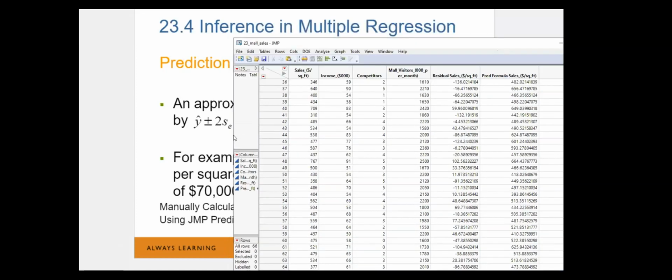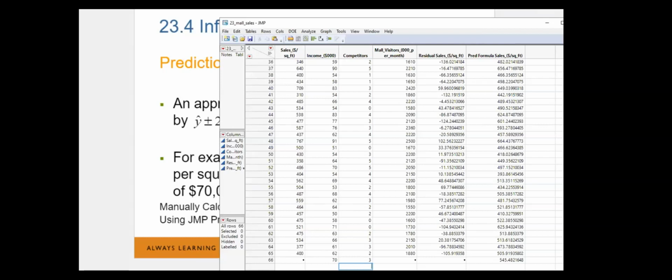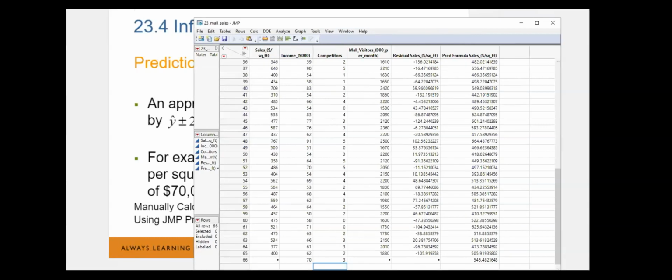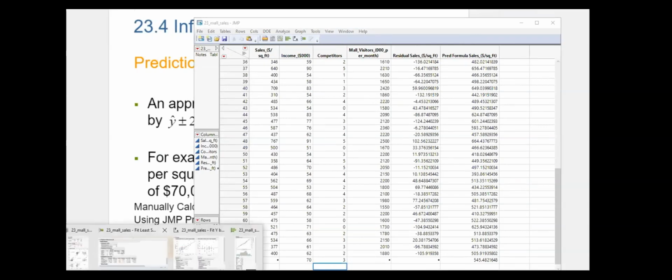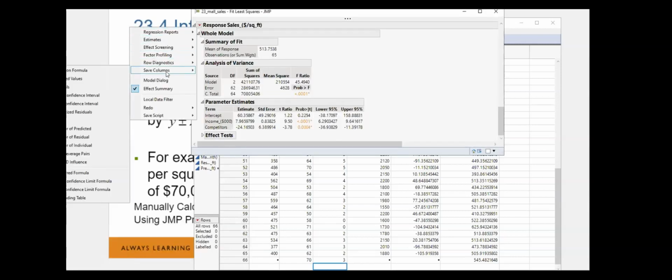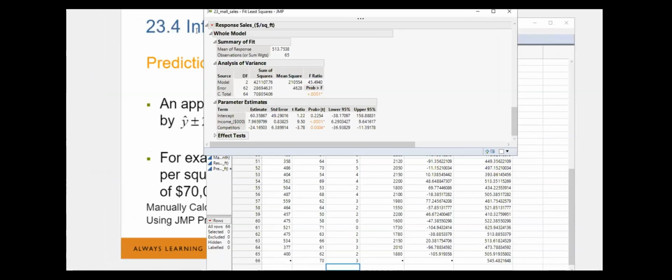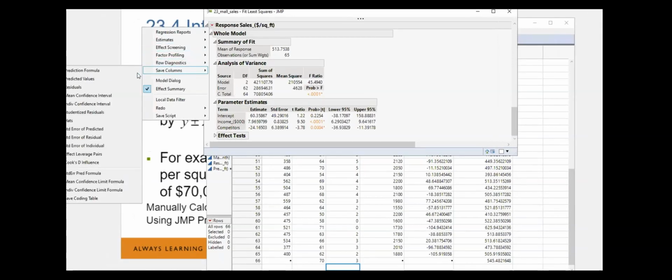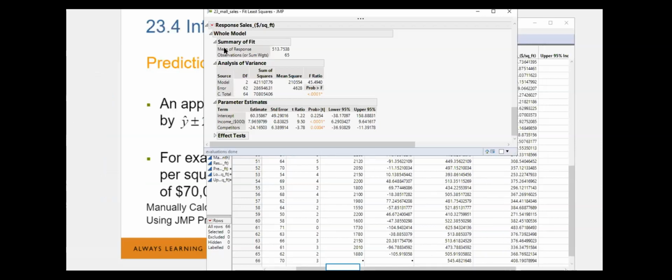How about the confidence interval, y hat plus minus 2 times standard error? Also we can find it from the regression results. Let me really quick show you. Go to multiple regression results, red triangle, same place you went earlier, and click on individual confidence limit formula. It will actually create both.